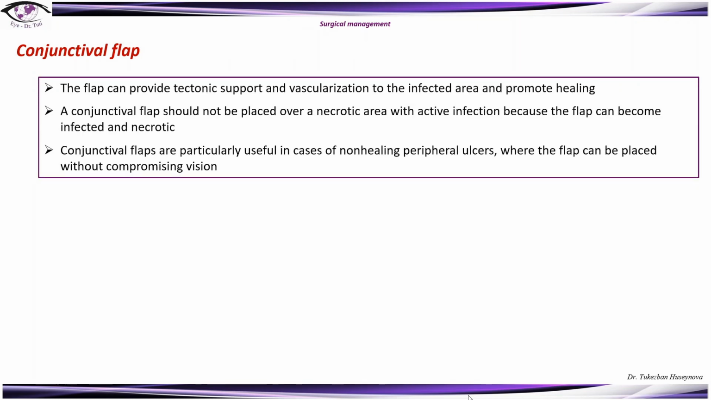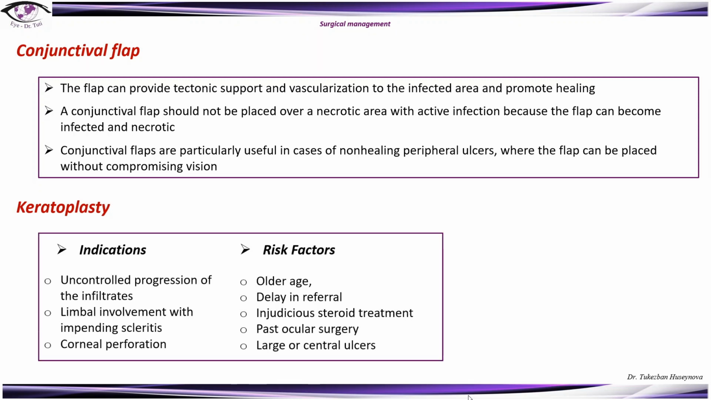Surgical management. A conjunctival flap, as well as amniotic membrane, provides tectonic support and vascularization to the infected area and promotes healing. It should not be placed over a necrotic area with active infection, because the flap can also become infected and necrotic. This method is particularly useful in cases of non-healing peripheral ulcers, where the flap can be placed without compromising vision. Keratoplasty. There are some indications and risk factors for this method.